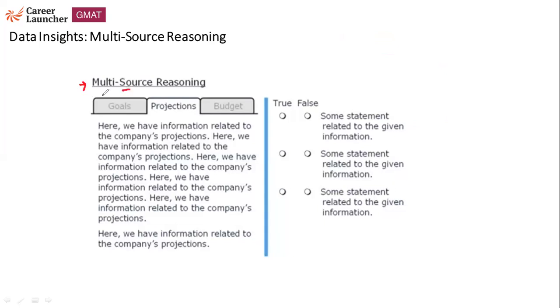the information in multiple tabs. Okay, so when you click on goals, you get the information related to goals. This is a screenshot. When you click on projections, you get the information related to projections. Similarly, budget, you get the information for budget. These are on the right hand side of the screen. These are the 3 parts of this particular question. Now there will be 2 or 3 parts on the right hand side every time.